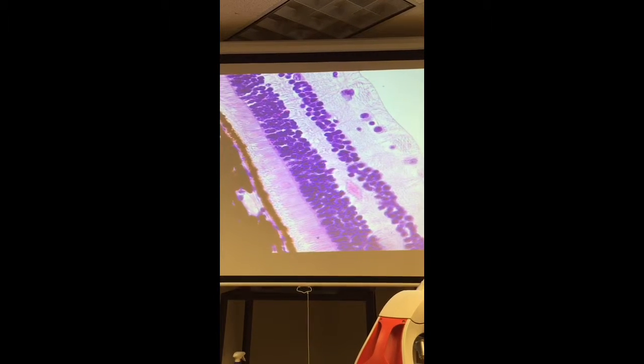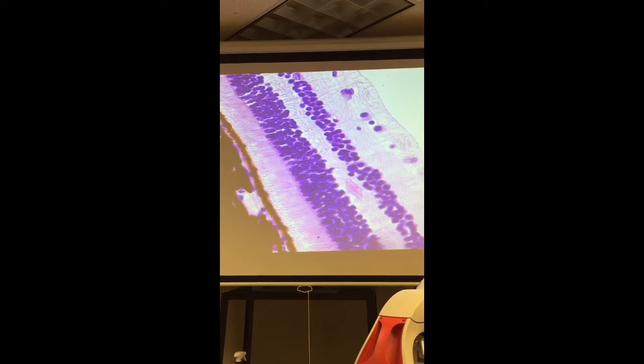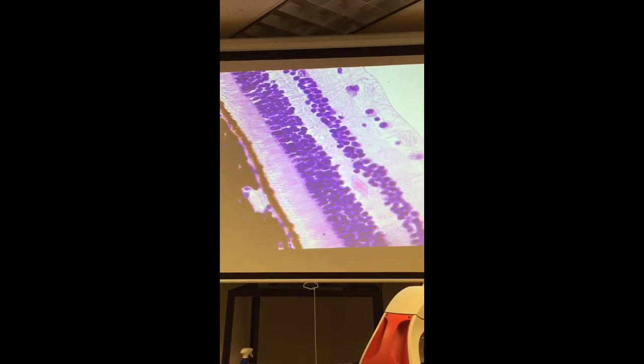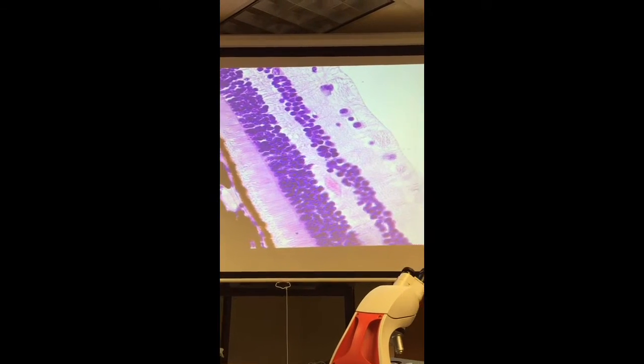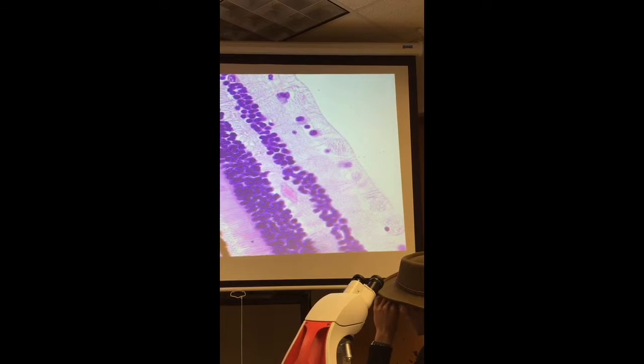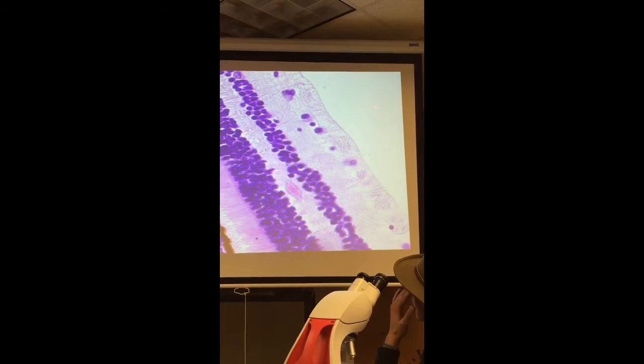So identify the entire tunic or layer indicated here. That would be the nervous tunic. Identify the specific space found here. Posterior cavity, and normally I would ask, identify the substance as well. That would be our vitreous humor.